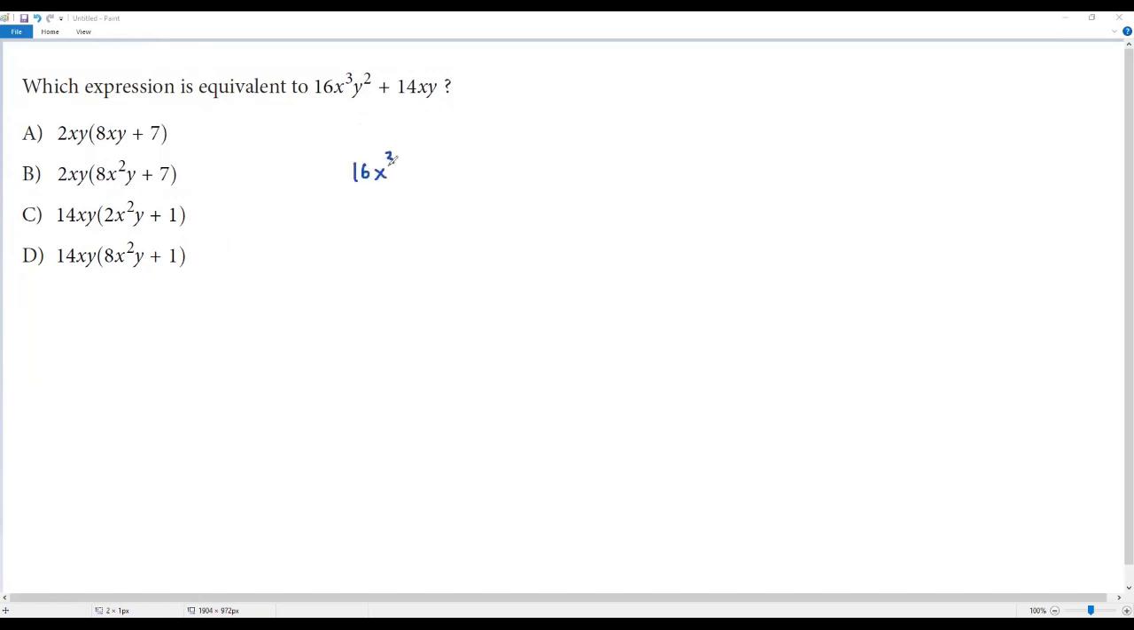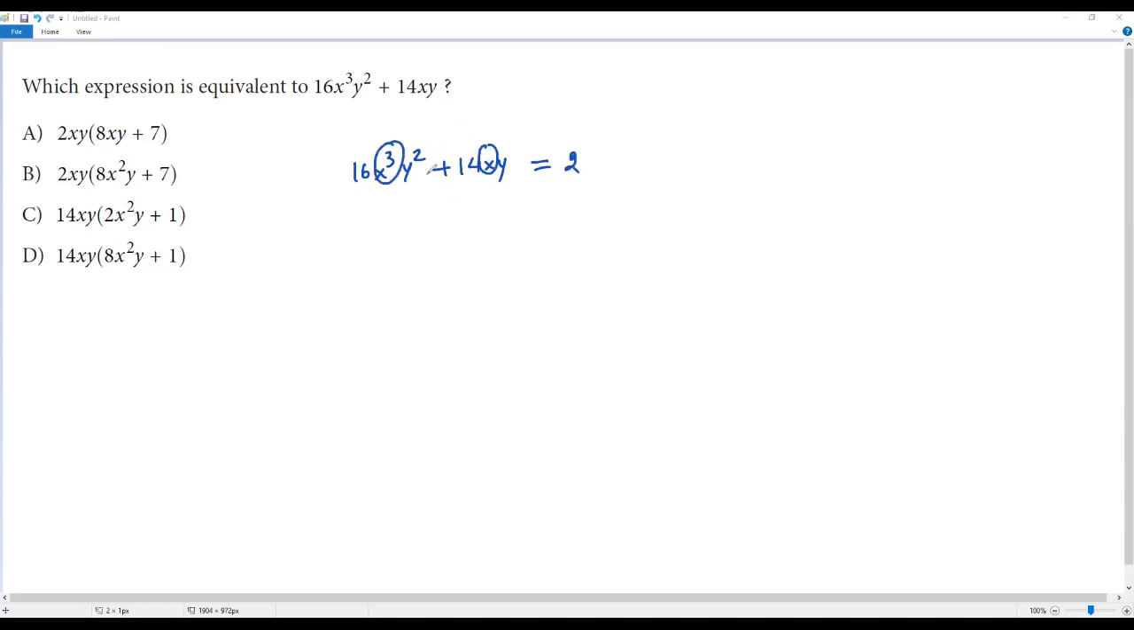Okay, now let me write the given expression as it is. It is 16x³y² + 14xy. Now to get the factored form of this expression, we have to get the greatest common divisor for both the terms. Now let's consider the numbers 16 and 14 over here. What is the greatest common divisor for 16 and 14? That is 2.